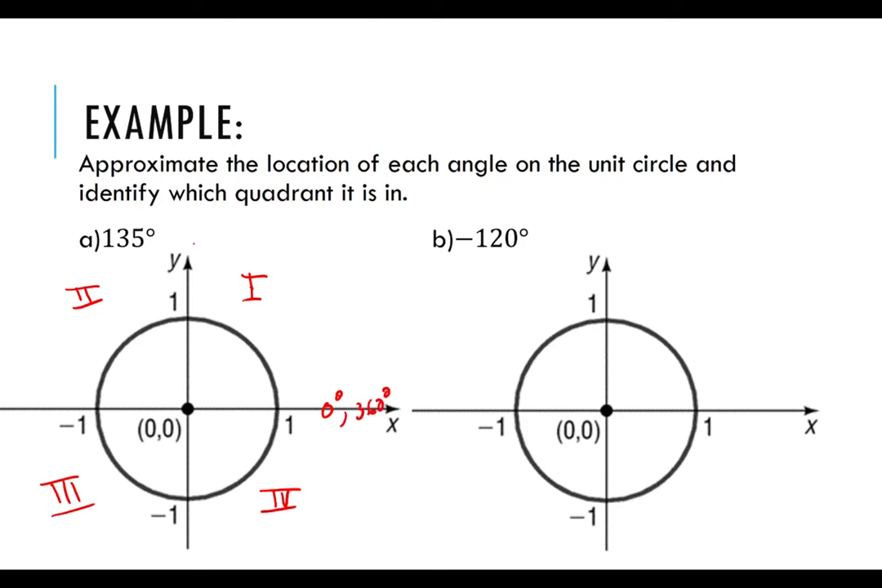Then a quarter of a rotation, that's going to be 90 degrees. Half of a rotation, that's going to be 180 degrees. And then 3/4 of a rotation, that's going to be 270 degrees. And then there we are, the 360.